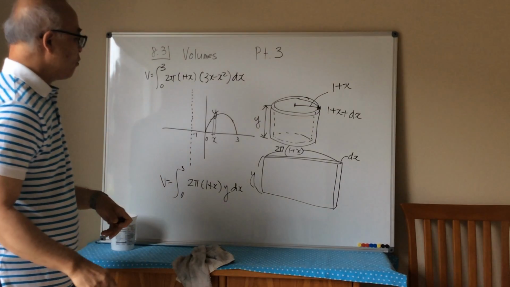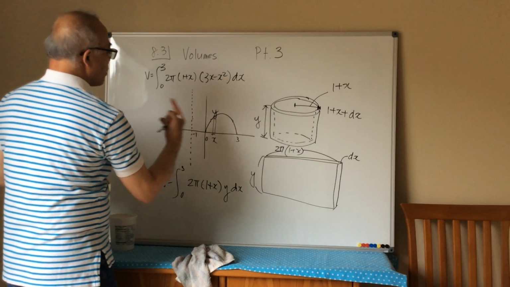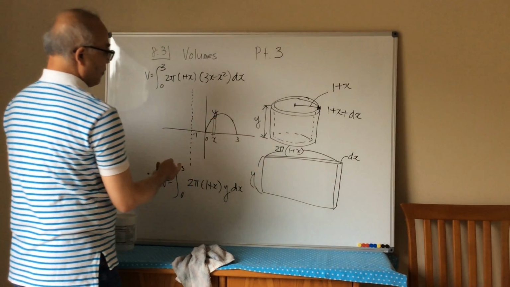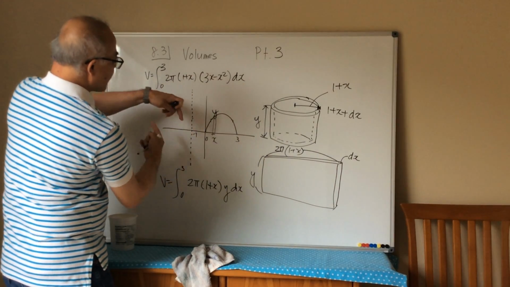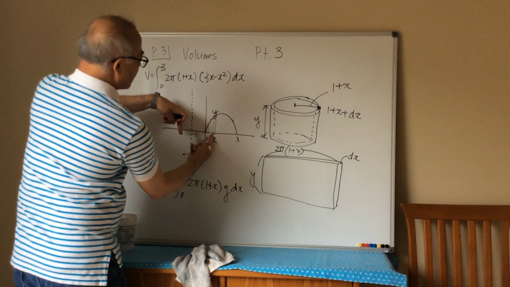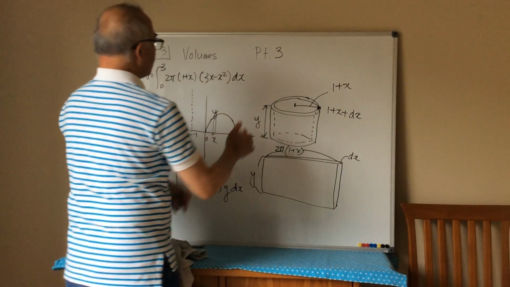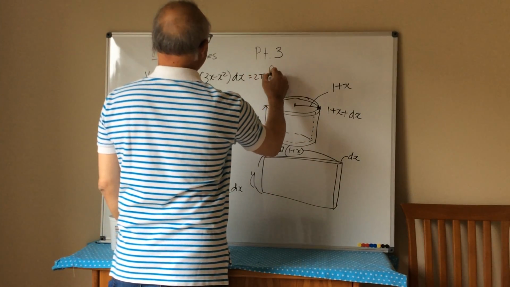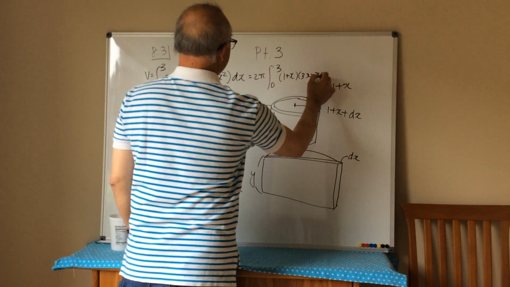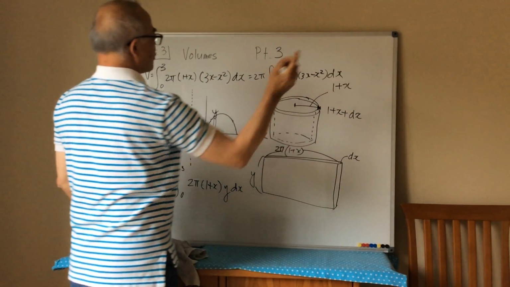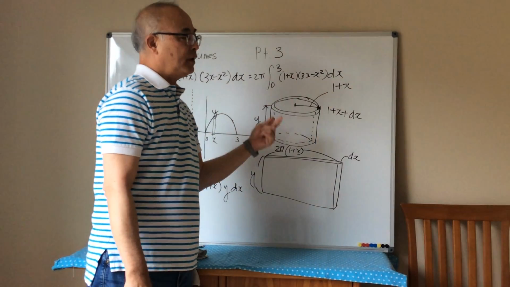Notice now, when we did the washer method, if we are rotating this way, we usually got dy. Where in the cylindrical method, if I'm going around x equals something, I'll get dx instead of dy. So now we can pull the 2 pi out, 0 to 3, 1 plus x, 3x minus x squared dx. These are just polynomials, so you just do it out, and then it's a pretty simple integral here.